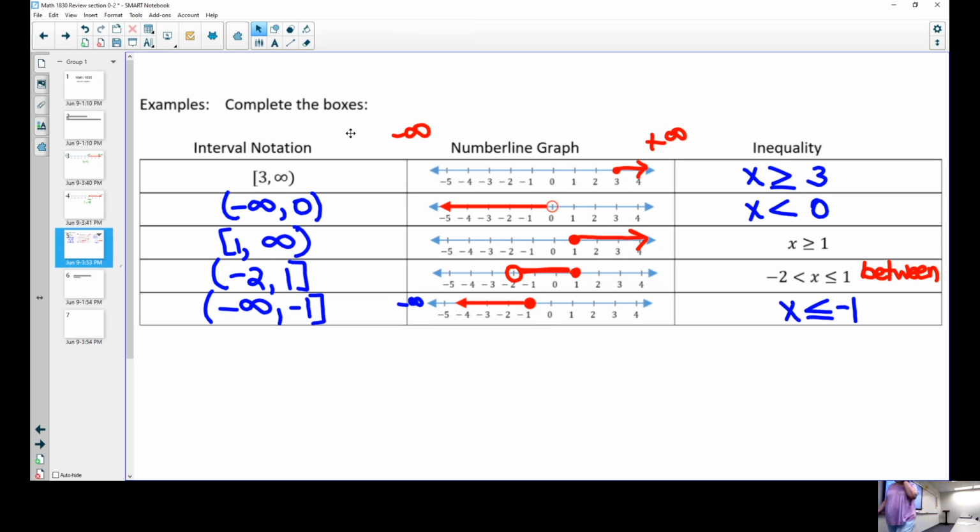Now, a couple of things that I want to mention right here as you look at this. If the X comes first, the direction the inequality points is the direction you graph. Less than shades to the left, it points to the left. The greater than points to the right, it's shaded to the right. The less than points to the left, it's shaded to the left.